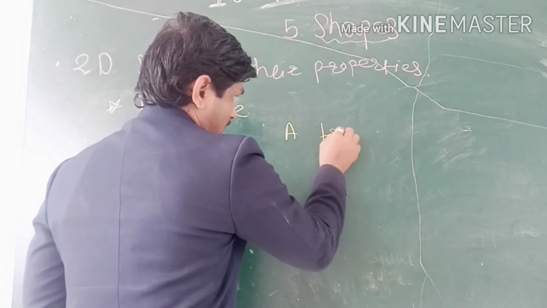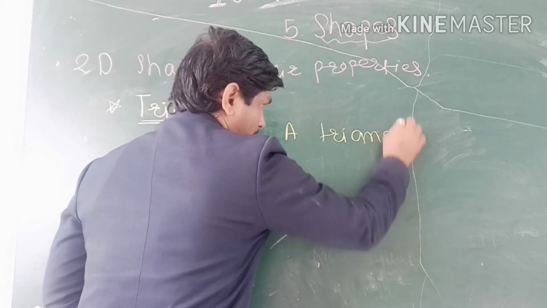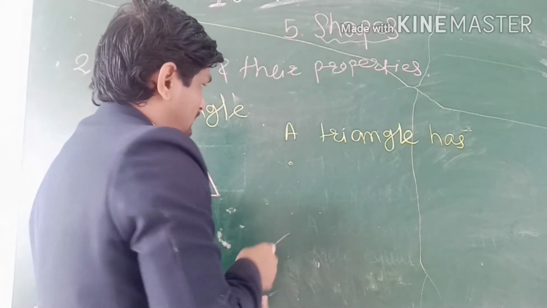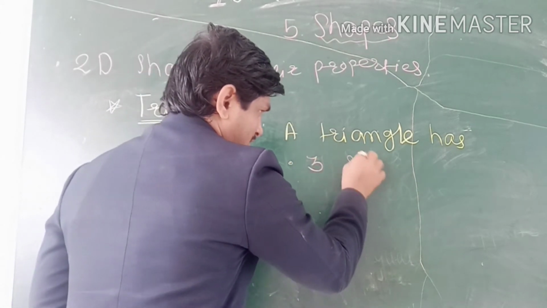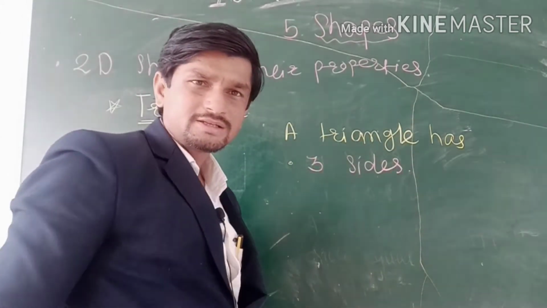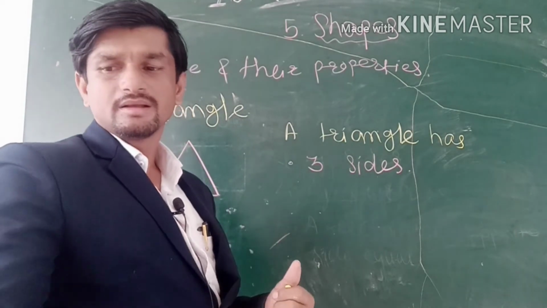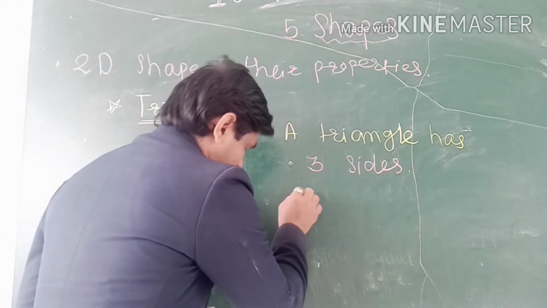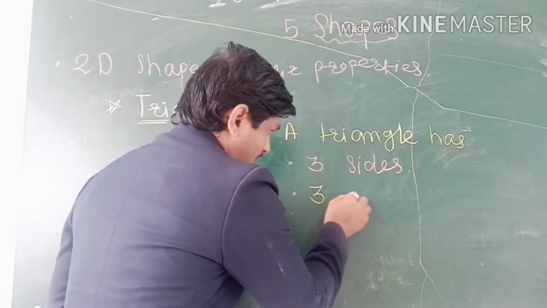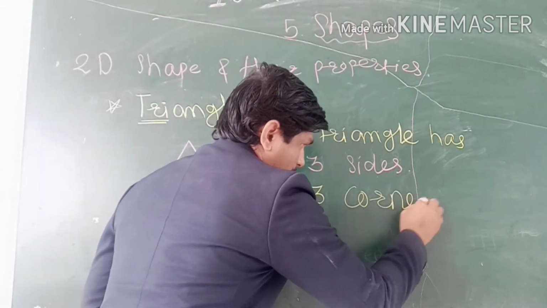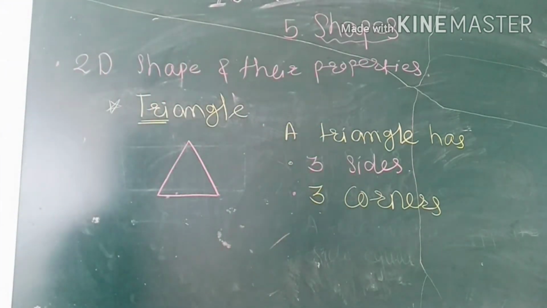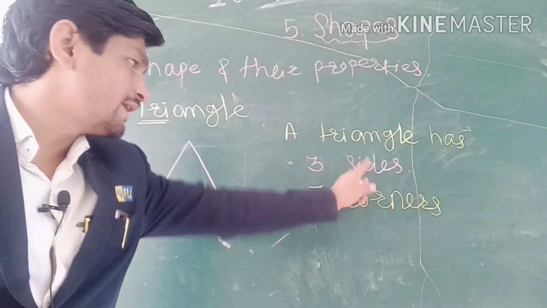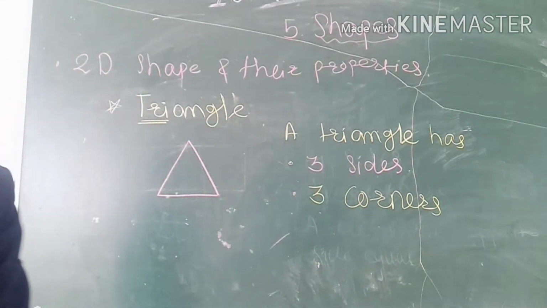A triangle has first point in that 3 sides. How many sides? 3 sides. Then how many corners? How many? 3 corners. How many corners? 3 corners. See, this is a triangle. A triangle has 3 sides and 3 corners.